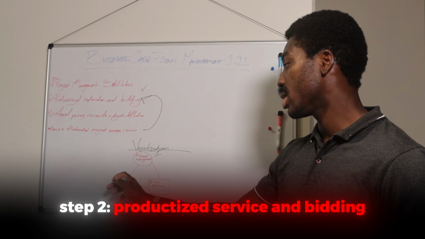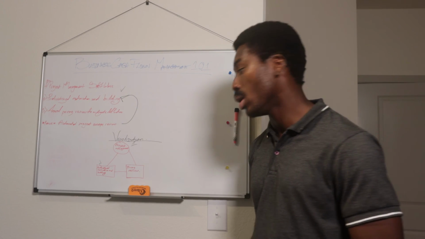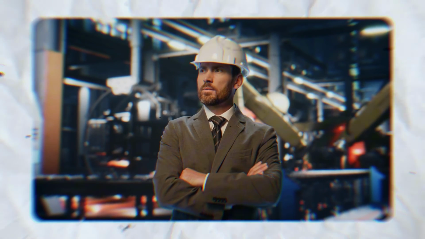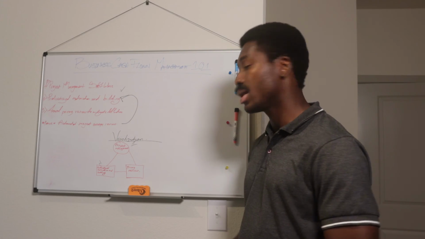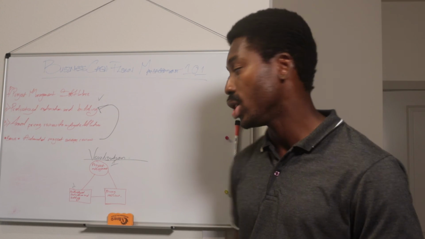Number two, productize service and bidding. Have a set price and have a price for an additional. It doesn't matter who the client is, right? If you're working with enterprise clients, standardize it. If you're working with commercial clients, standardize it. If you're working with residential clients, standardize your bidding process. That way, in bidding jobs, you're gonna wind up having good profit margins and whatnot.